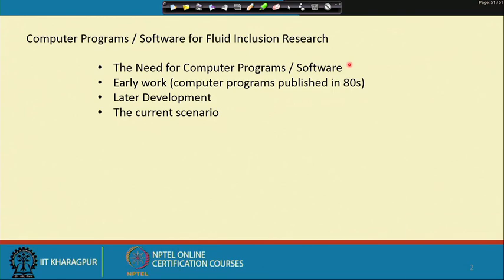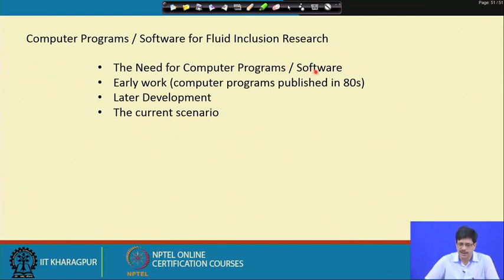So, the need for a computer program arises because of the length of the calculation, the rigor of the calculation procedure involved, and the amount of microthermometric data, the quantity of the microthermometric data that we have generated, which may be in hundreds of thousands.